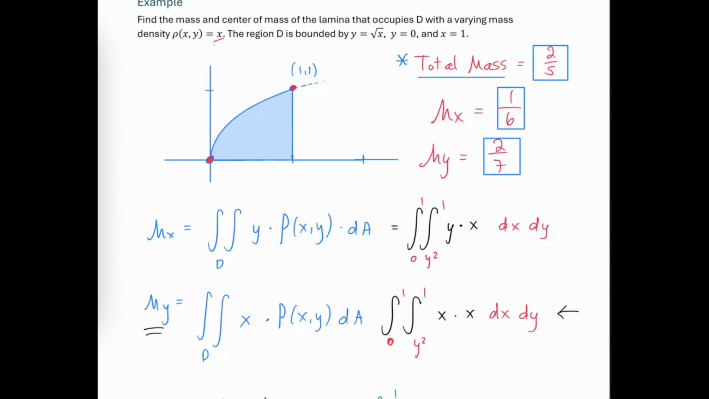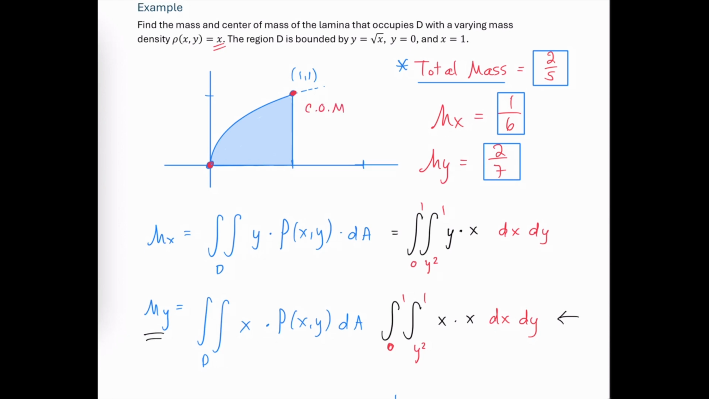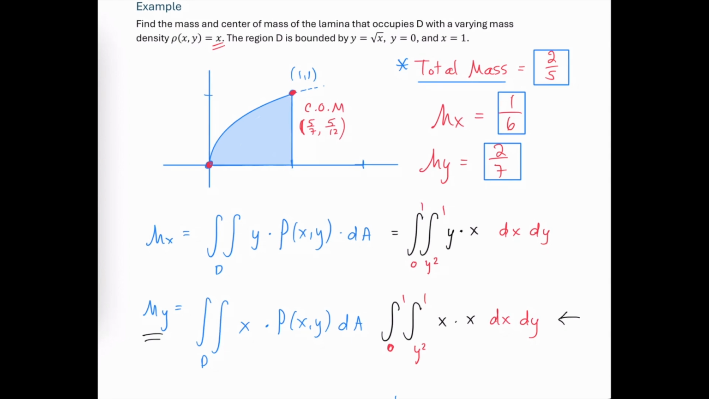Remember, the plate is more dense as the x values get larger, and our center of mass ordered pair turned out to be 5/7 as the x-coordinate, 5/12 as the y-coordinate, which is fairly close to 1 in the direction of x and fairly close to 1/2 in the direction of y, so about right here. The fulcrum point would need to be here in order to be placed in a spot that supports the majority of the density.